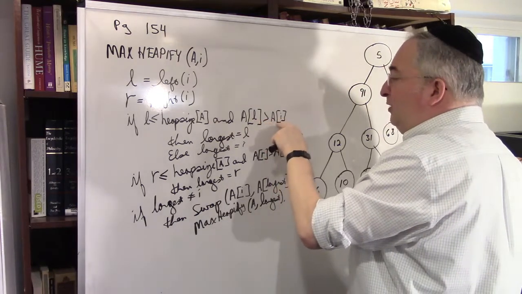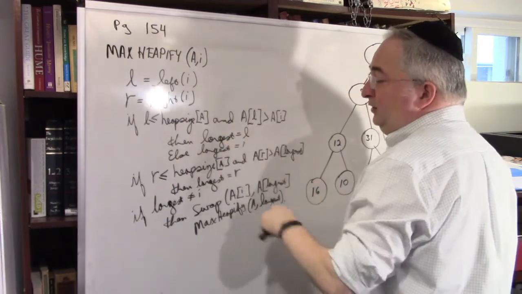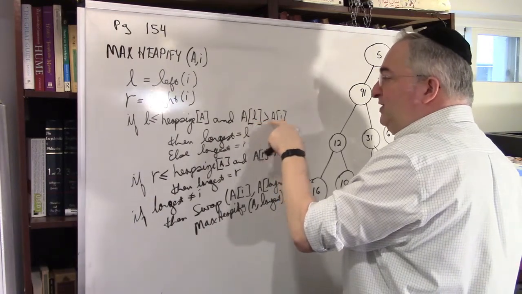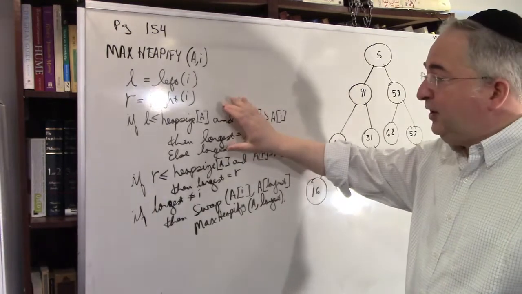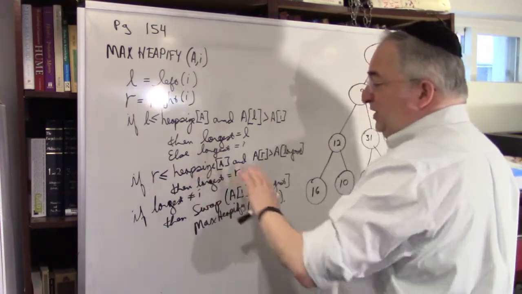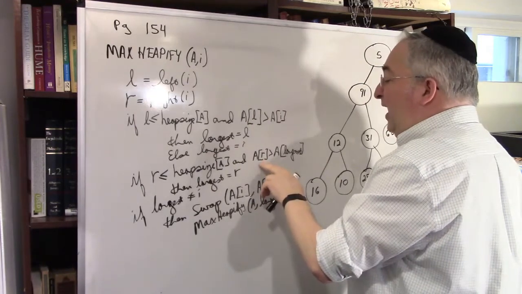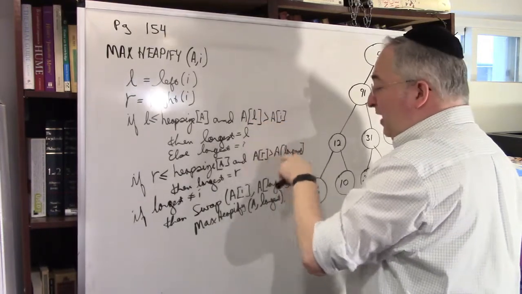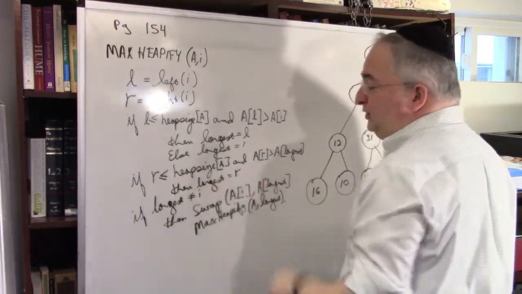And A of L is larger than A of I. If the left child is larger than the father, then the largest is the left child. Else, if the left son is not larger than the father, then the largest is equal to the father. So far, this just compares the left and the father. Now, if R is less than heap size, otherwise we don't do this comparison, but again, we'll explain this later, and A of R is larger than the largest, now that you have the largest of the father and the left, now you compare it with the right. If the right child is more than the largest, then the largest is equal to right.